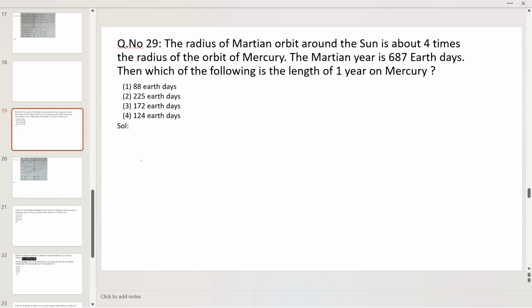This problem is solved by Kepler's law. This can be solved by Kepler's law: T square is proportional to R cube. With the help of this theory, we can solve this problem.